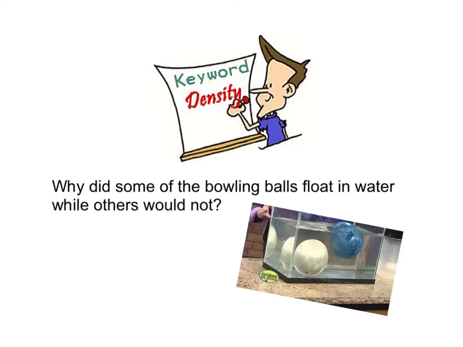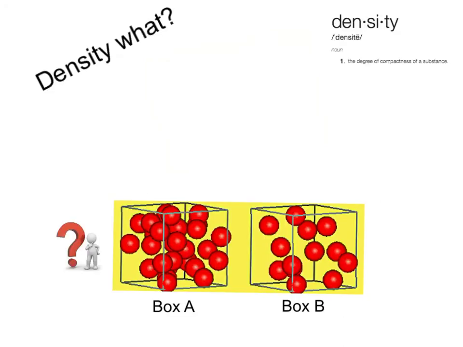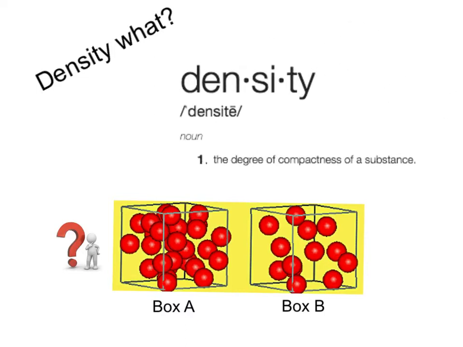Okay, great. Let's go ahead and dig into what density is. Density is a very easy concept, but 6th, 7th, and 8th graders always have a difficult time understanding it. Here's the definition of density according to Merriam-Webster. They say that it's the degree of compactness of a substance. I like that definition, but I also just like to say that it's how compact something is. It's basically how much material is in a given space.